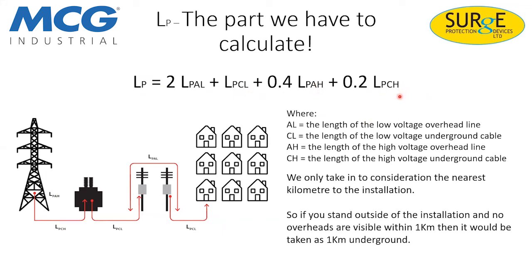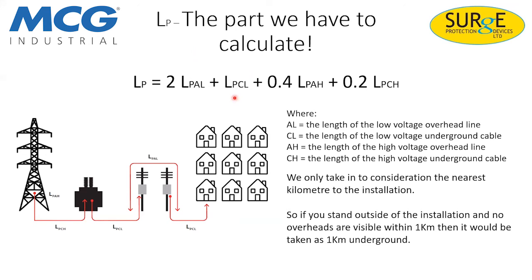Now we only have to take into consideration the nearest kilometre to the installation, the nearest 1,000 metres. Now most installations you're going to work with won't have high voltage within 1,000 metres. There are some that are, but most of them won't. So for most installations, you've actually only got to consider half of that equation. Now, if you stand outside of the installation you're working at and you can't see any overheads, then it's 1 kilometre underground. So your LP then would actually equal 1.